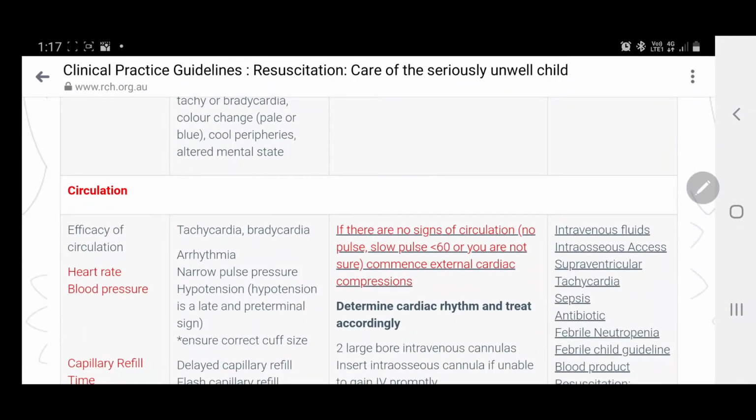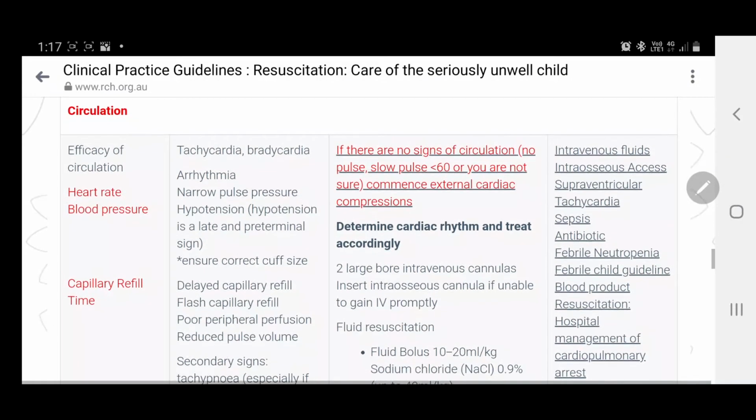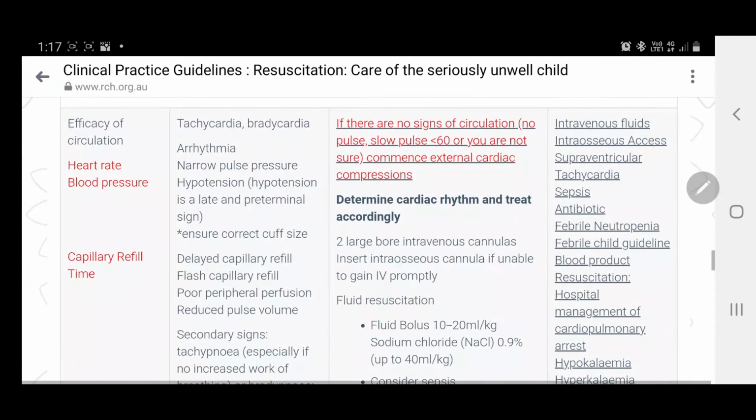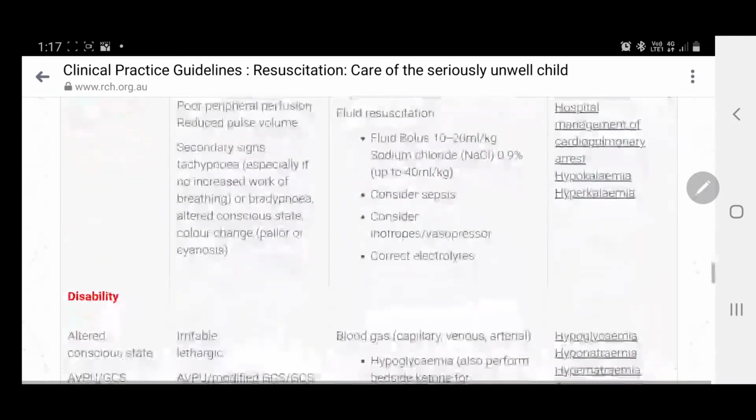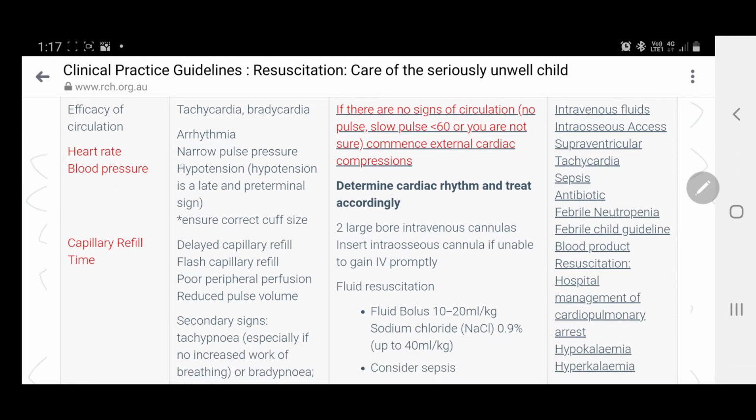Okay, now we'll move on to C, which is C for circulation. What do we check? The efficacy of circulation: heart rate, blood pressure, capillary refill, and capillary refill time. So what are the signs? Again, for a distressed or poor circulation, we've got tachycardia or bradycardia, arrhythmia, narrow pulse pressure, hypotension. Hypotension is a late and pre-terminal sign, okay? So we shouldn't wait until hypotension occurs.